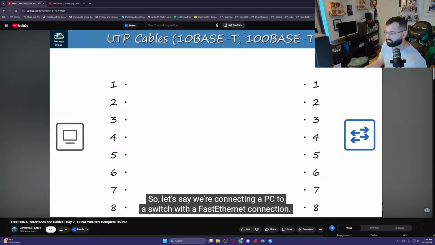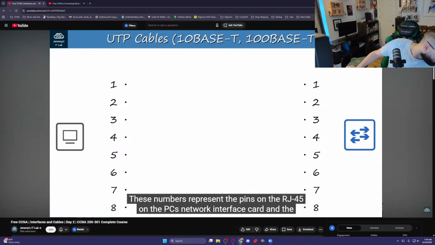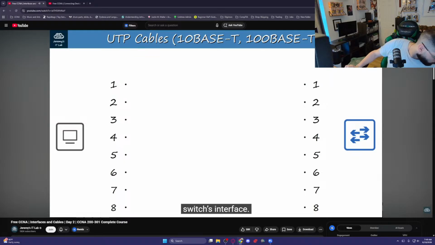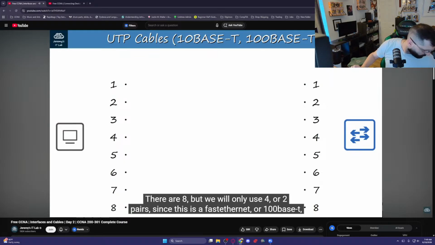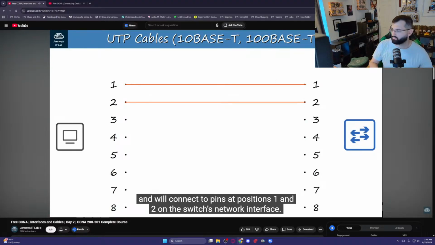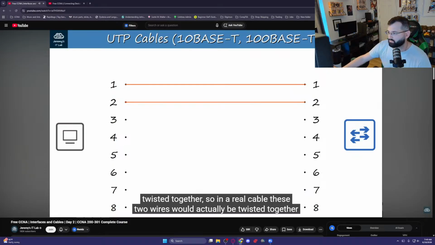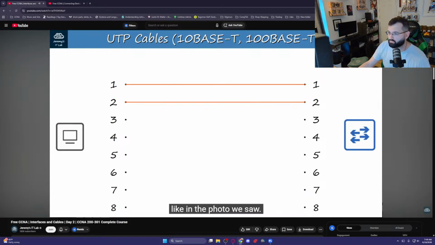So let's say we're connecting a PC to a switch with a fast Ethernet connection. These numbers represent the pins on the RJ45 on the PC's network interface card and the switch's interface. There are 8, but we will only use 4, or 2 pairs, since this is a fast Ethernet or 100 base T connection. The first pair is at pin positions 1 and 2, and will connect to pins at positions 1 and 2 on the switch's network interface. Although in this diagram the wires look straight, remember that in a UTP cable, the pairs are twisted together. So in a real cable, these 2 wires would actually be twisted together like in the photo we saw.